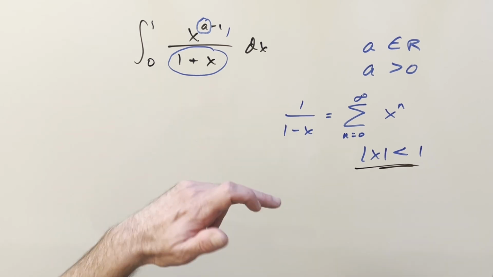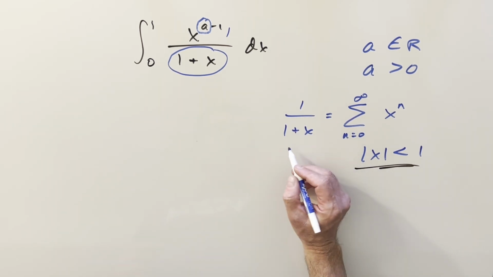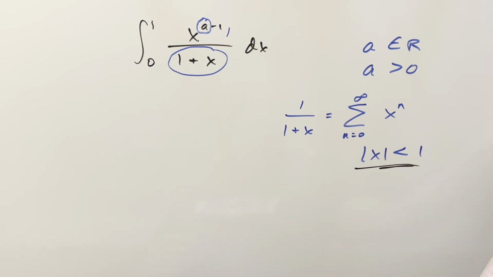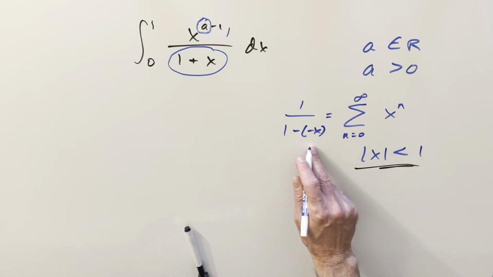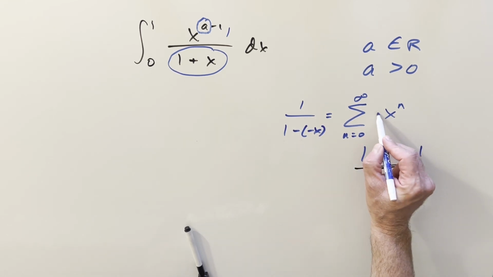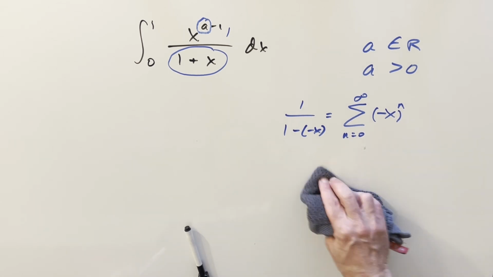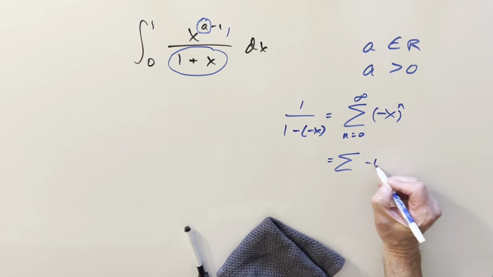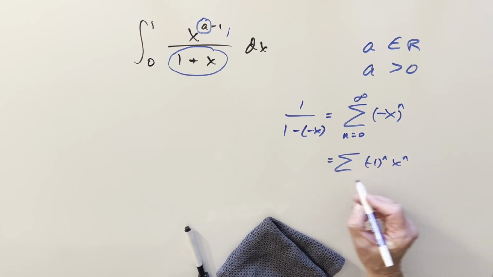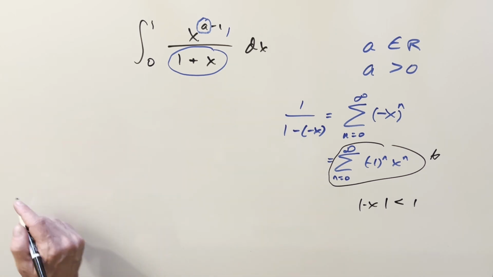But what we have in our problem is not exactly 1 over 1 minus x, it's 1 over 1 plus x. Let's write this as minus x, so we can just input a minus x into this formula. If we do that, let's split out the minus sign, and I can write it as (-1)^n times x^n. So now we'll just take this and plug it back into our integral here.